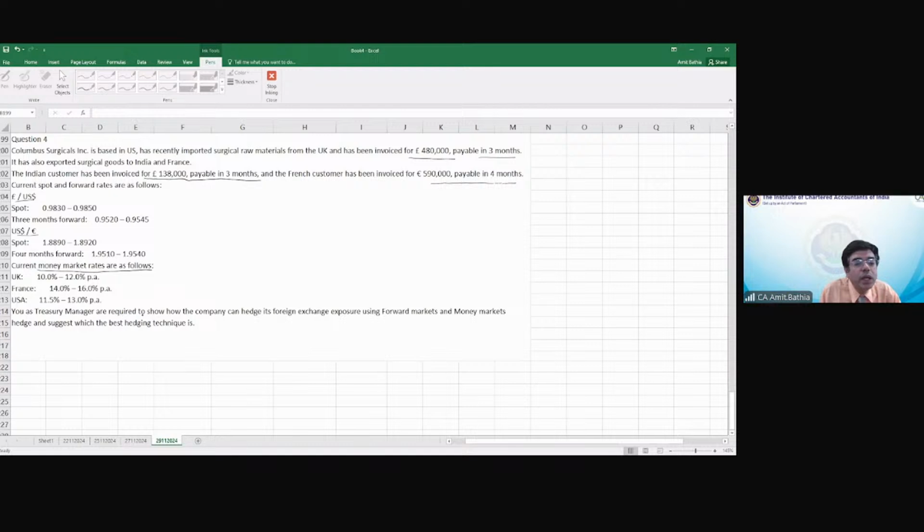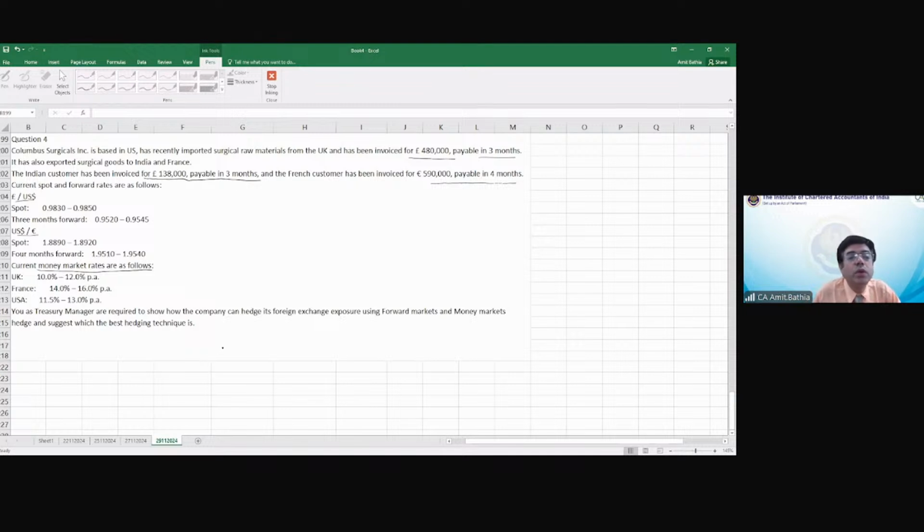You as treasury manager are required to show how the company can hedge its foreign exchange exposure using forward markets and money markets hedge, and suggest which hedging technique is the best. Okay, all right.